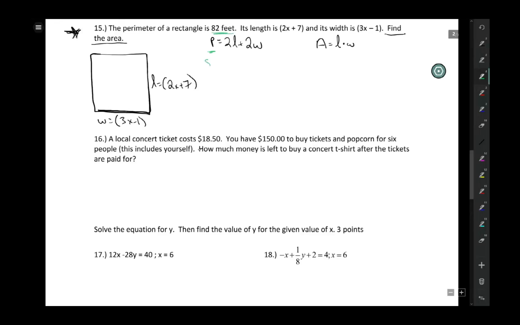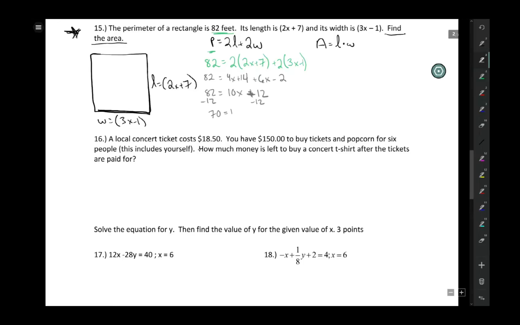Well, the thing we need to do first is deal with the perimeter, okay, just like before. So the perimeter we know is 82, which is 2 times our length, 2x plus 7, plus 2 times our width, 3x minus 1. Okay, so take your time distributing. That means we have 4x plus 14 plus 6x minus 2 equals 82. We have 10x plus 12 equals 82. We're going to subtract our 12.